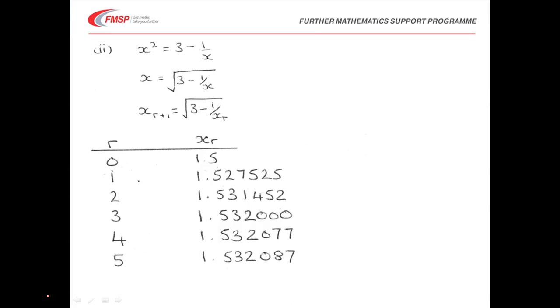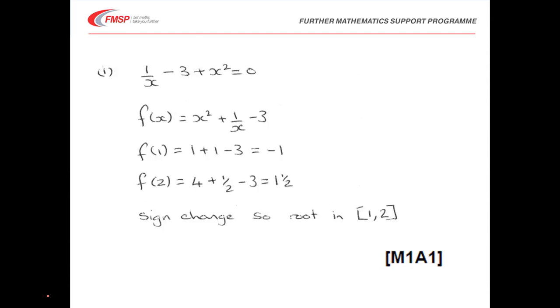It's converging to 1.532, and that's pretty much what we wanted. It's converging to that root.